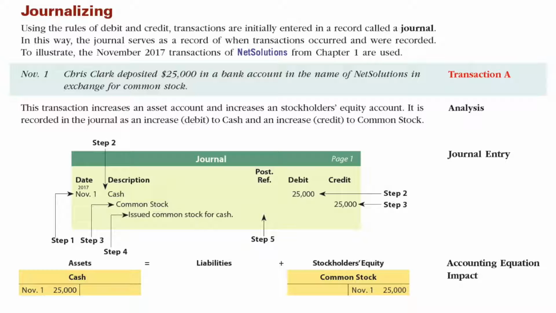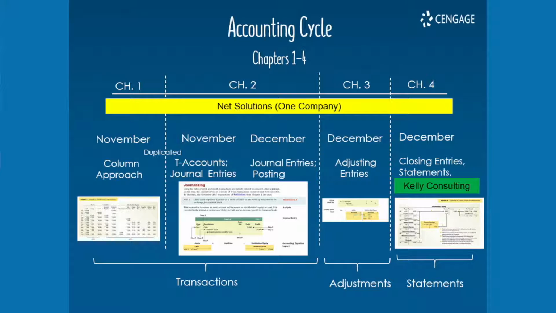And then we go a step further and say, okay, now let's look at a new month's transactions, December. So we go through and record December's transactions also in chapter 2, ending with the unadjusted trial balance. We do all this for Net Solutions. As you'll see in our textbook, we use Net Solutions, one company, through chapters 1 through 4 as the basis for illustration, just to simplify it for students, to reduce the noise that students might have if you switch companies.